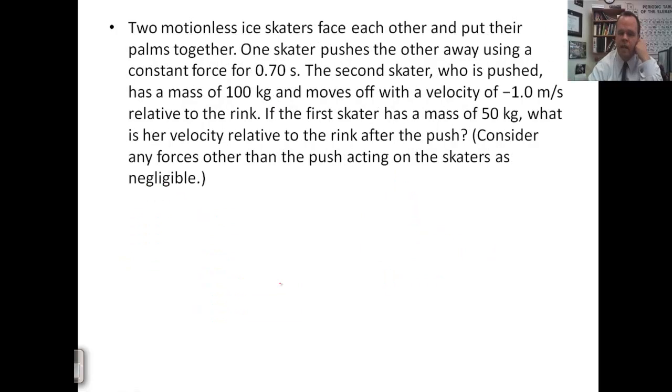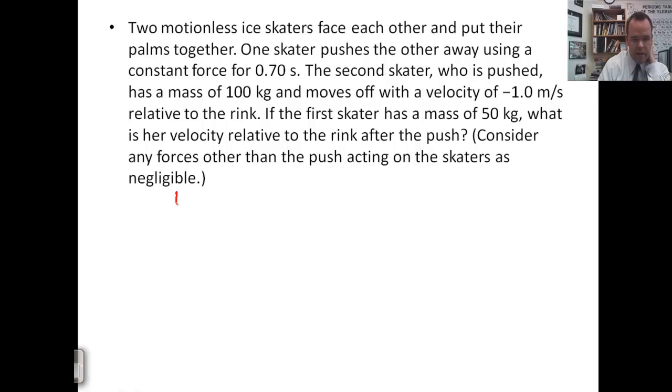Next one: two motionless ice skaters face each other and put their palms together. One skater pushes the other away using a constant force for 0.7 seconds. The second skater, who is pushed, has a mass of 100 kilograms and moves off with a velocity of negative 1 meter per second. The first skater has a mass of 50 kilograms. What is her velocity after the push?